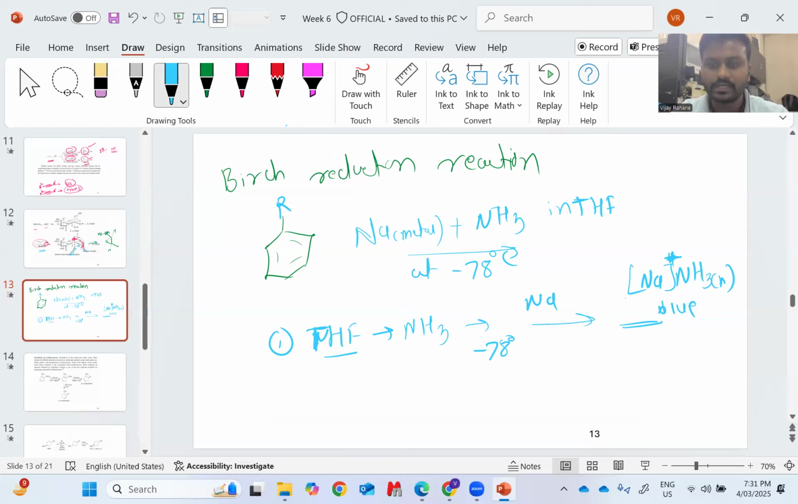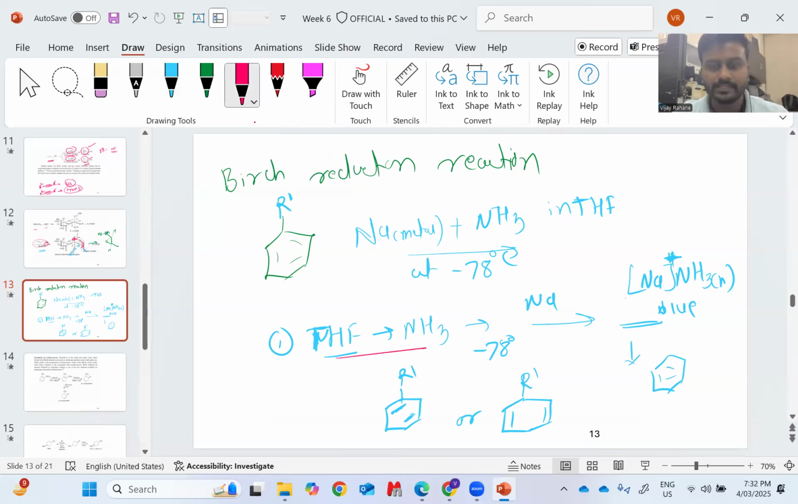In this case, I have shown the structure of benzene, and when you add the aromatic ring, it will get reduced. Let's say this is R. It depends on what the R group is, whether it forms an isolated olefin or a conjugated olefin. If it is a donating R group, we have already seen what happens with the donating and what happens with the withdrawing R group.